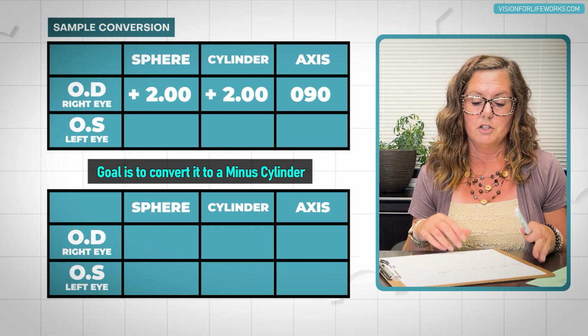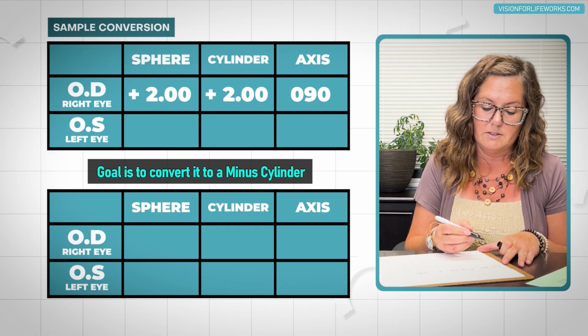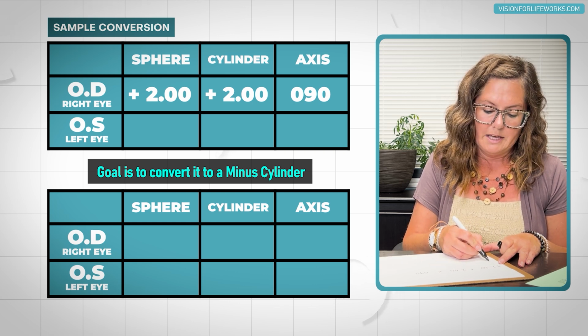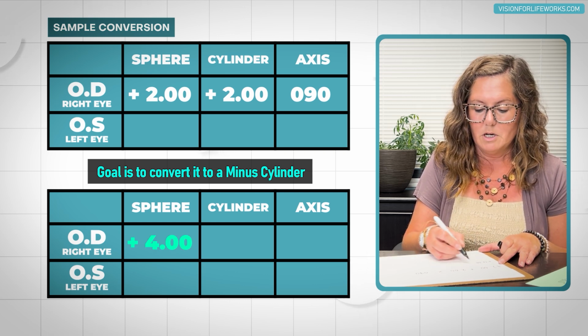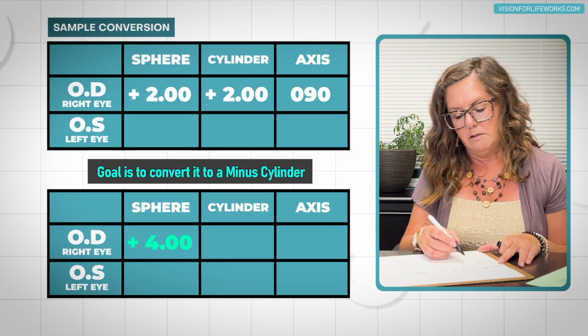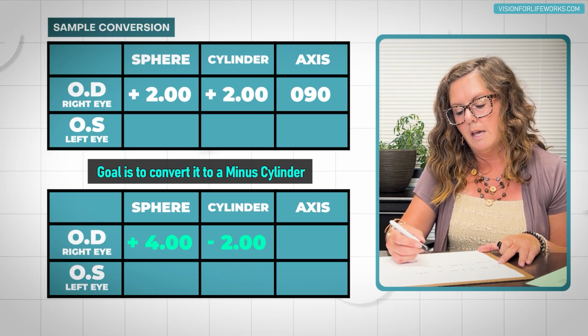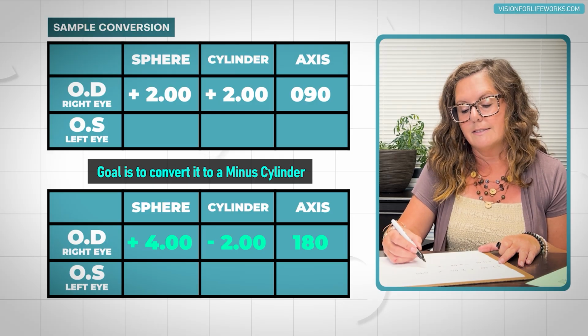So in order to change this to be a minus cylinder form, we're going to add the sphere and the cylinder together. And we're going to get a +4, but we change the sign. So that plus sign on the cylinder becomes a -2. And then we add 90 degrees to the axis.